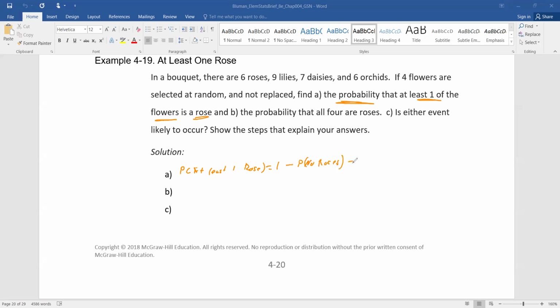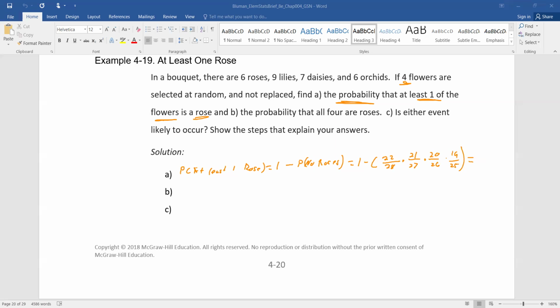So if four flowers are selected, I can go one minus, so none of them are roses. That would mean there's 9, 16, 22 out of 28 flowers. The second one, there would now be 21 out of 27. The third one would be 20 out of 26. And then the fourth one would be 19 out of 25. So we find this, we now have our total.